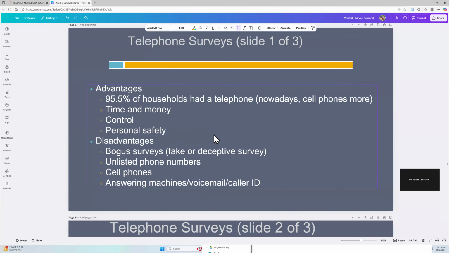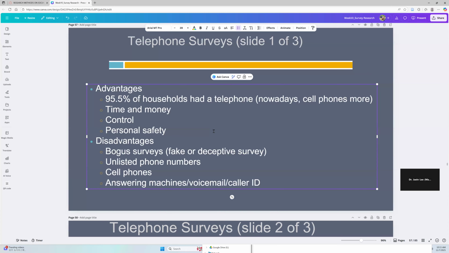And the telephone survey. So this was a very long time ago. In the textbook, this is outdated data. But these days, at least in South Korea, a very small proportion, definitely less than 95%, because nowadays we have cell phones. But anyway, it is time and money consuming. There will be some control and personal safety, because instead of meeting in person, there would be less contact with people.